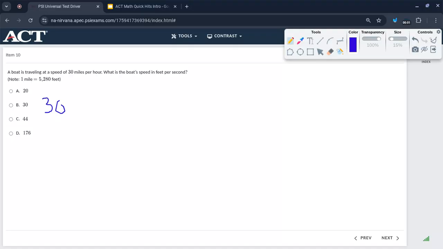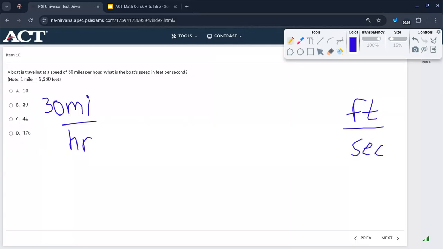We have a boat going 30, well, it looks like a 36. Let's try to draw that a little bit better. So 30 miles, and I'm going to abbreviate miles just because it's going to be canceled anyway. So 30 miles per hour. That's what we start with. What we want to get to is feet per second, right? The feet goes in the numerator, the per is generally the division symbol, and then second goes in the denominator. So we need to get from miles per hour to feet per second. And again, we're going to have to introduce and cancel different units, and the way we're going to do that is with multiplication. It does tell us a little note here that 1 mile is 5,280 feet, but that's the only conversion it actually gives us.